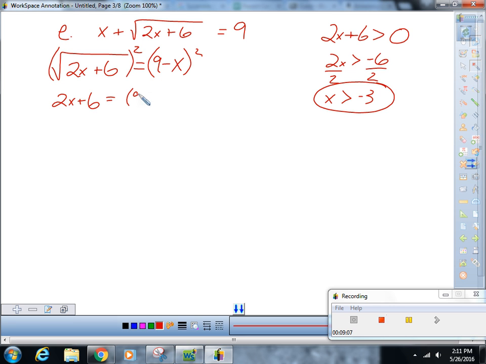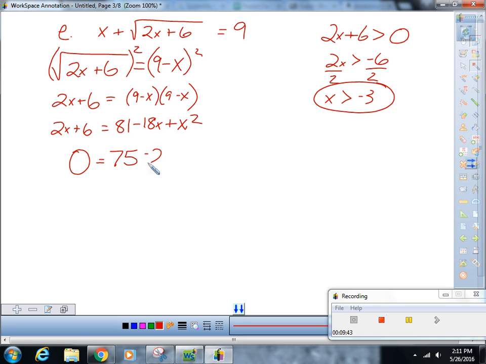Now, 9 minus x squared, I'll rewrite as 9 minus x times 9 minus x, because if I don't, you're going to tell me it's 81 minus x squared. Maybe you're going to tell me it's 81 plus x squared, and you'd be wrong either way. 2x plus 6 is 81 minus 18x plus x squared. I had to FOIL that. Okay, so then you get 0. I'm going to solve this to get everything on one side here. So 0 is 81 minus 6 is 75. Excuse me, long day. Subtract 2x, so minus 20x, and then plus x squared.